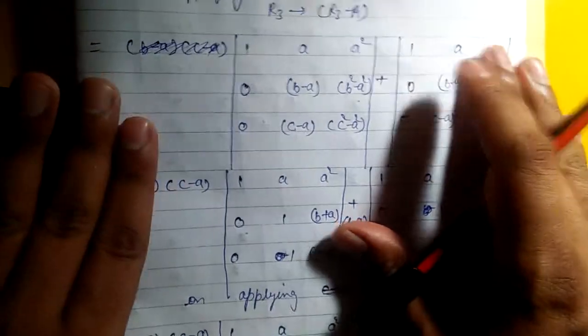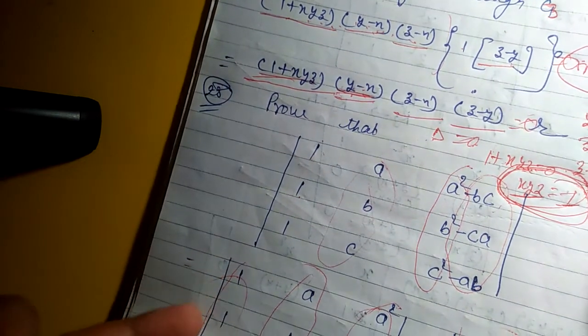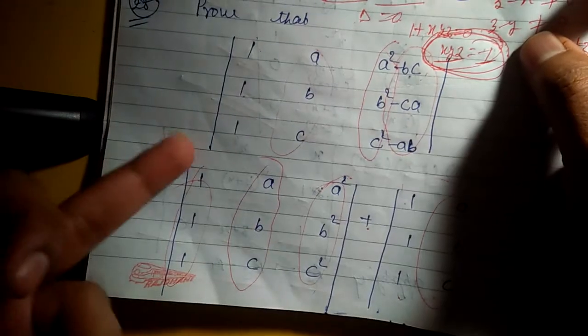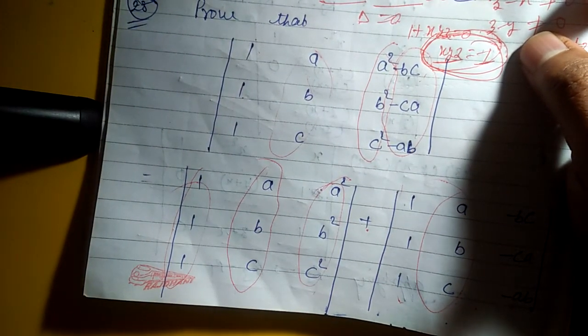Okay, so we have changed one determinant into two determinants. Now you can see that there is a 1 1 1 and there is a 1 1 1, so it becomes very easy, because you have done a lot of questions of the same type.